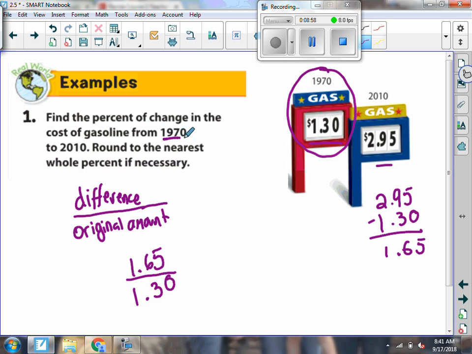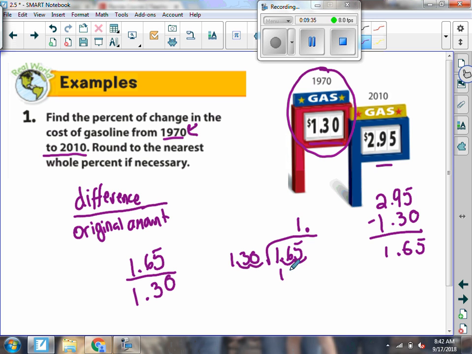So it says from 1970 to 2010. So 1970, since it came first, is our original amount. So we're going to divide $1.65 divided by $1.30. So we move our decimal 2 places over to get rid of it. So it's 165 divided by 130. So 130 goes into 165 one time.